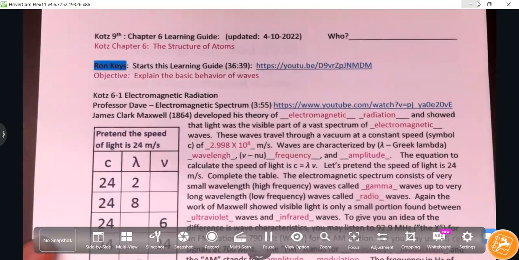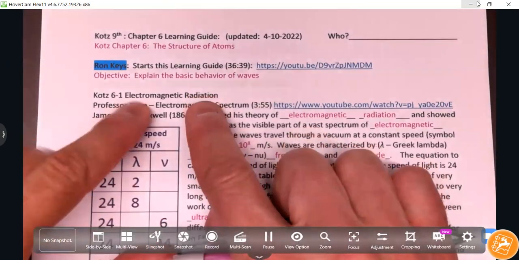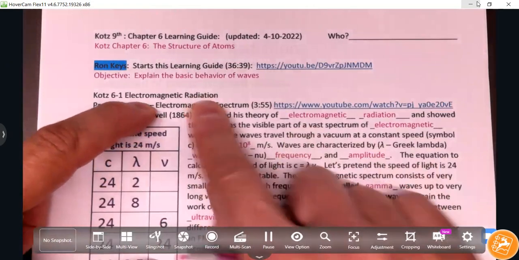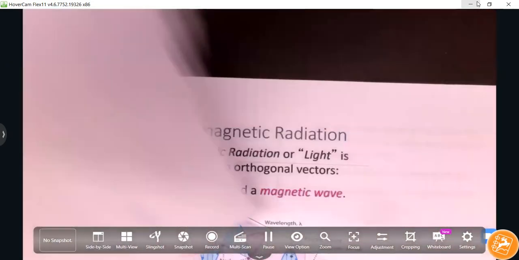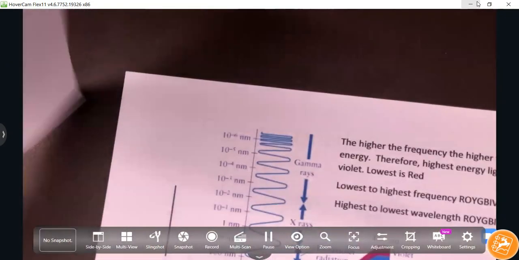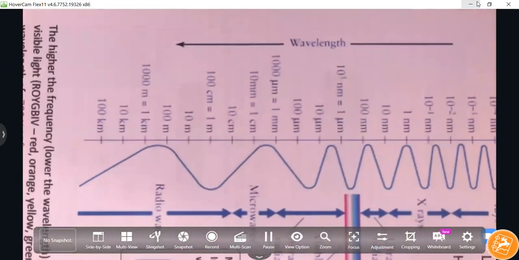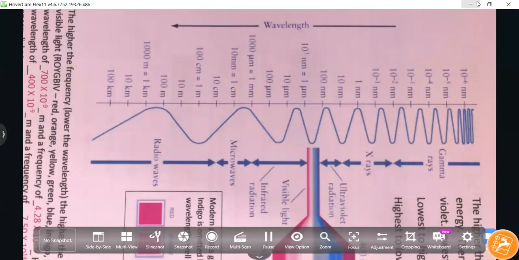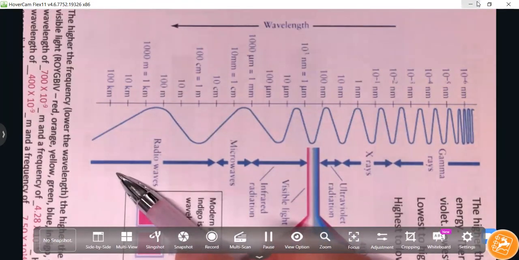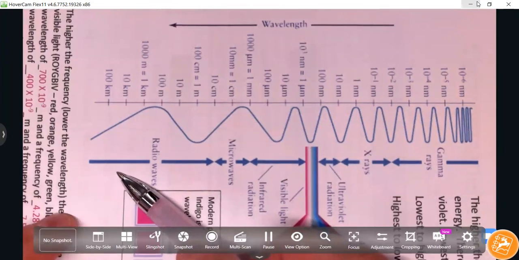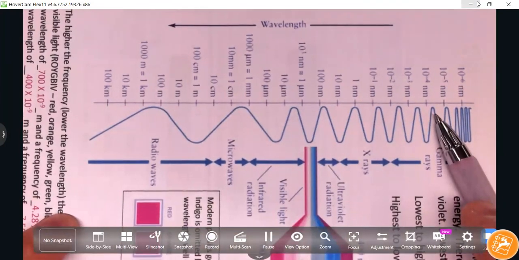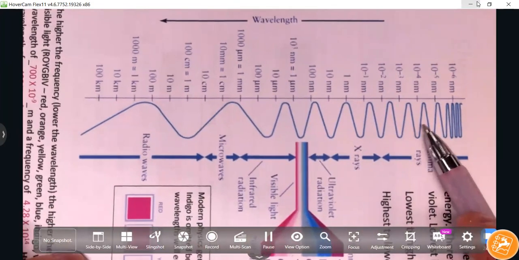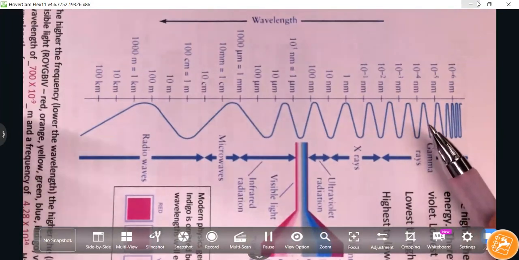So chapter 6 starts out with electromagnetic radiation. Electromagnetic radiation is electromagnetic waves that travel at the speed of light. These are all electromagnetic waves, starting out down here with radio waves. We know that the speed of all these waves is exactly the same, the speed of light, which is very, very fast. The speed of sound is very, very slow.